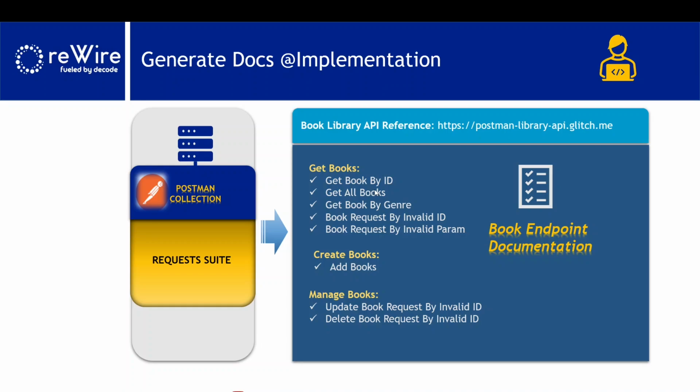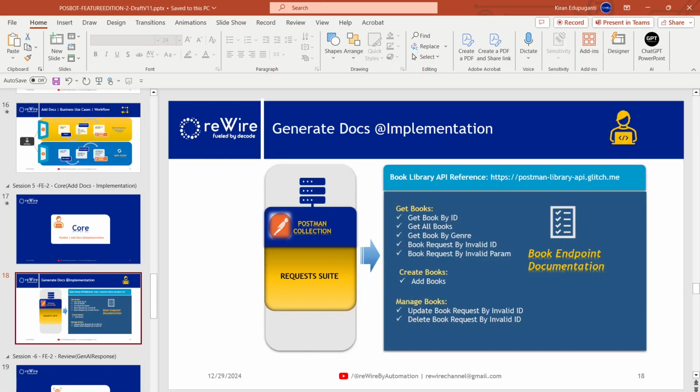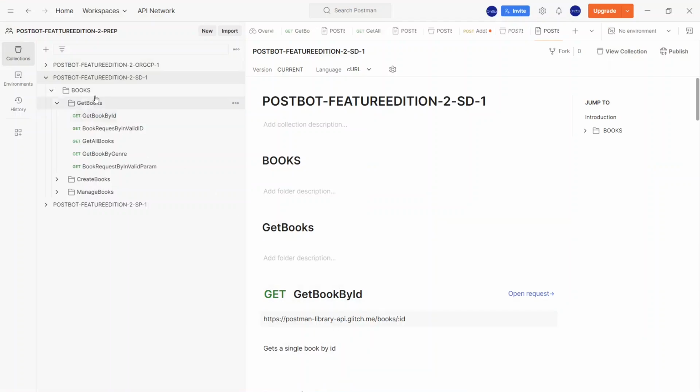I am switching over to Postman. So here we are at the Postman collection. I have already copied the Postman library API collection, and I have organized it into specific folders. One is the books, under which we have get books. The get books have calls related to various scenarios we have in the real world.